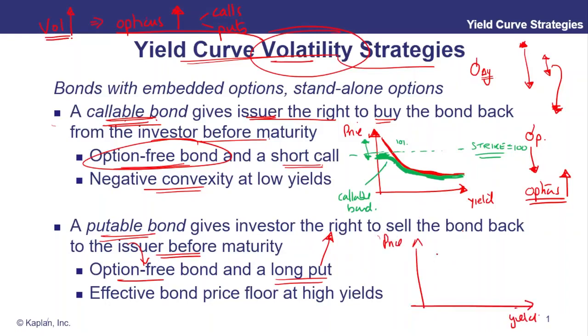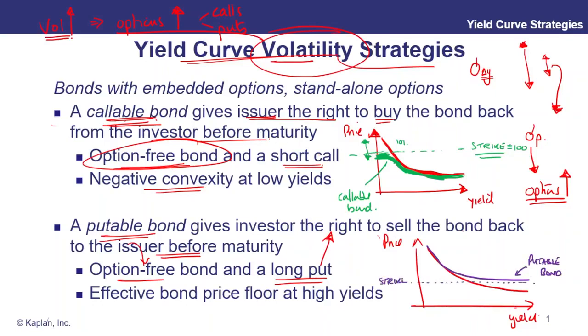If we look at, if this were a straight bond, an equivalent puttable bond would look something like this, where it wouldn't go down so much. So a puttable bond has a floor underneath it, essentially. The implication is that the strike of the put is somewhere here.